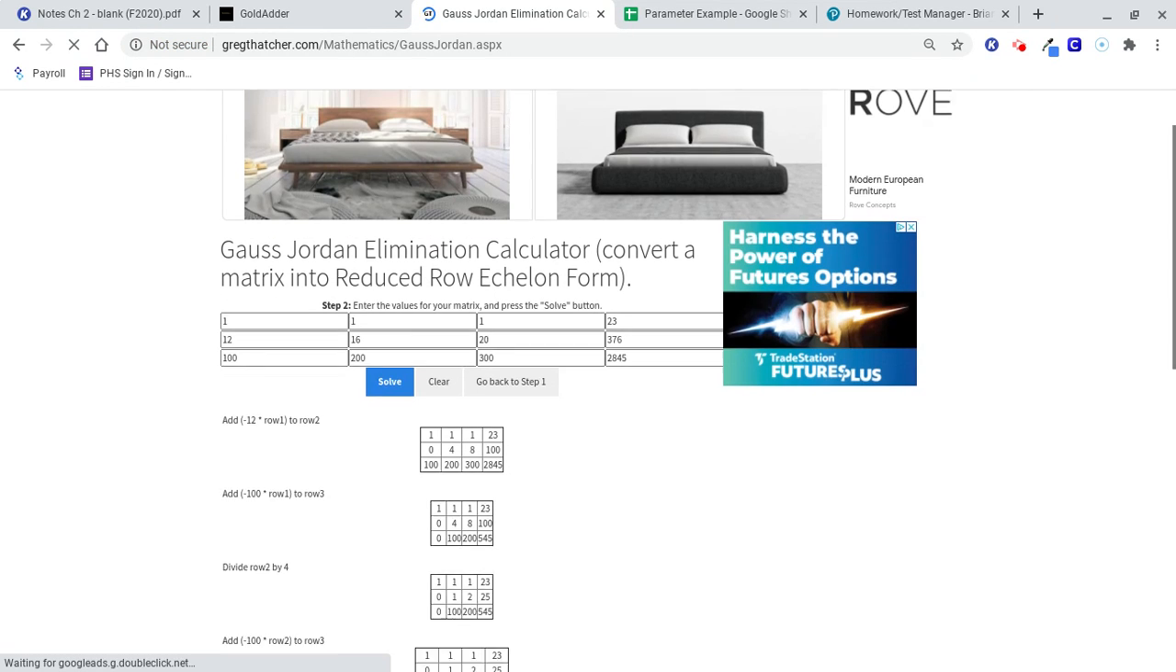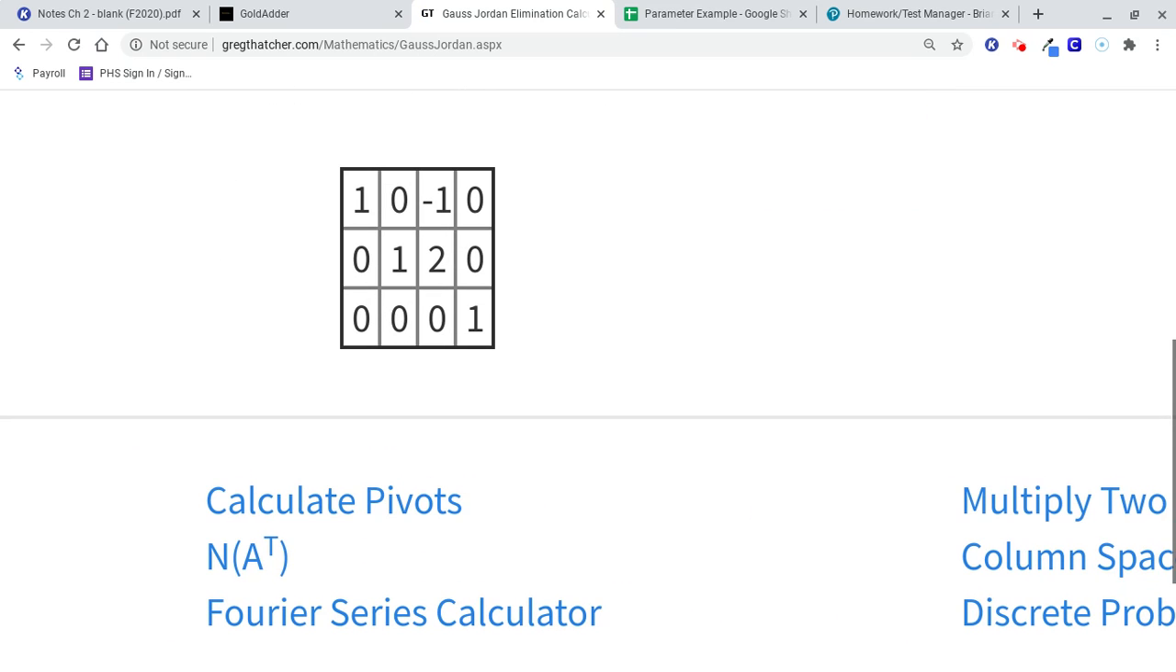So again, we do the Gauss Jordan process, and we look down at the bottom. If you look at the bottom row, you've got 0 equals 1. 0 equals 1 is mathematical nonsense. That tells me there's going to be no solution.